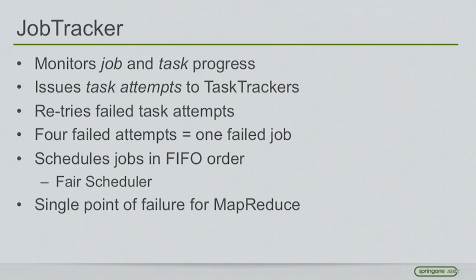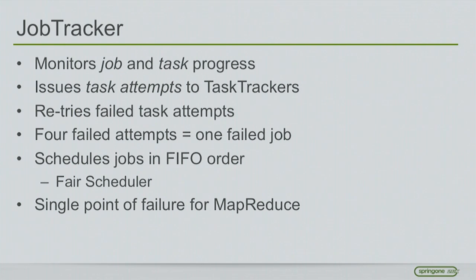At that point, it works with the NameNode, and just like any other client, says, hey, where are all these data blocks? The MapReduce code will get that block report, essentially, of where these blocks are in the cluster, and it will start issuing task attempts to task trackers that are running on that same node where that block is. So 4 failed attempts is 1 failed job.